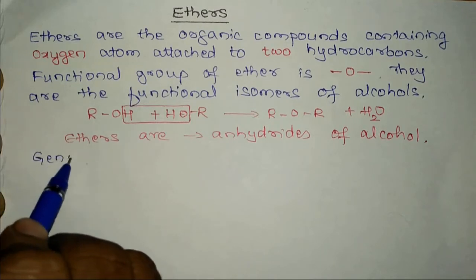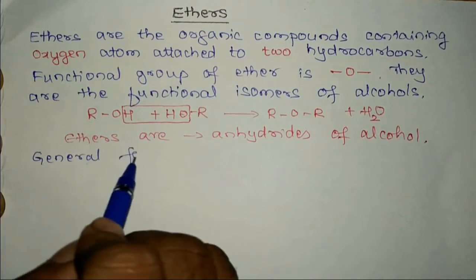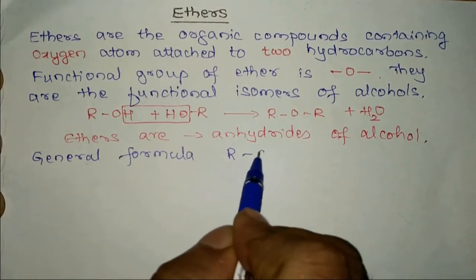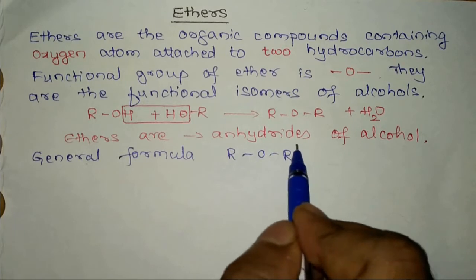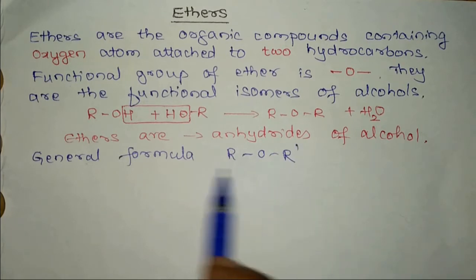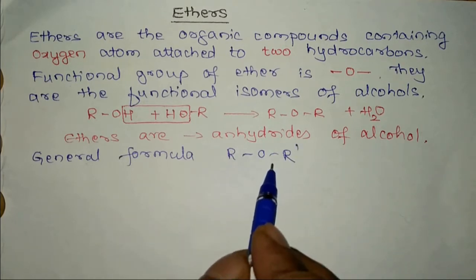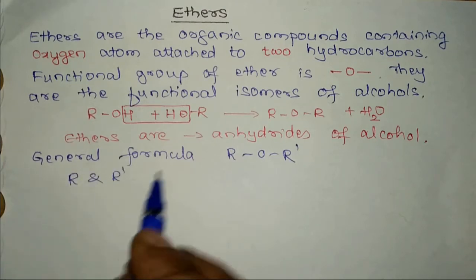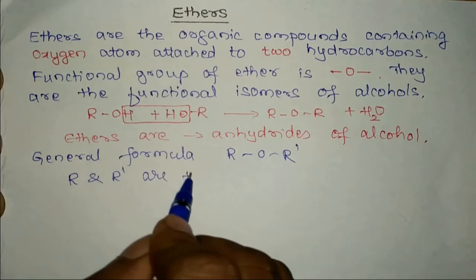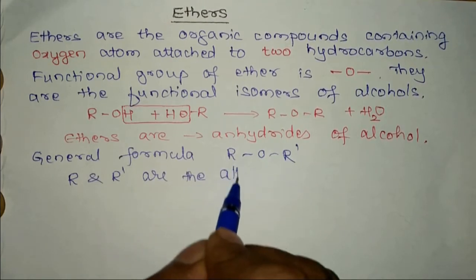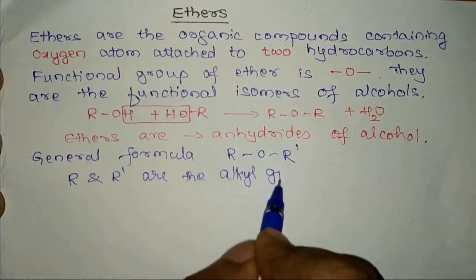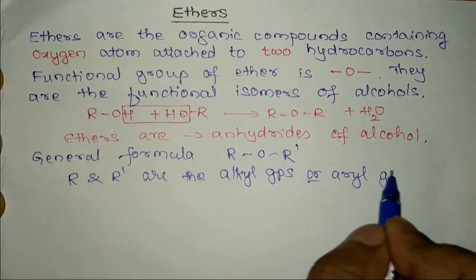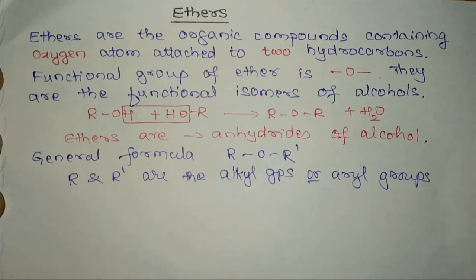Ethers are represented by the general formula ROR dash, where R and R dash may be alkyl groups or aryl groups.